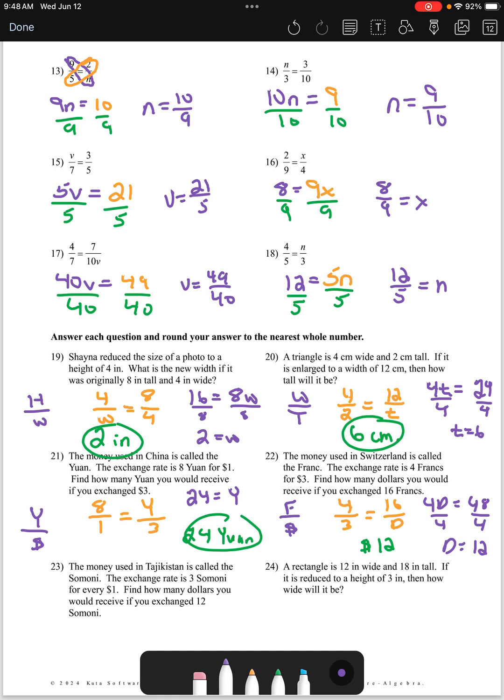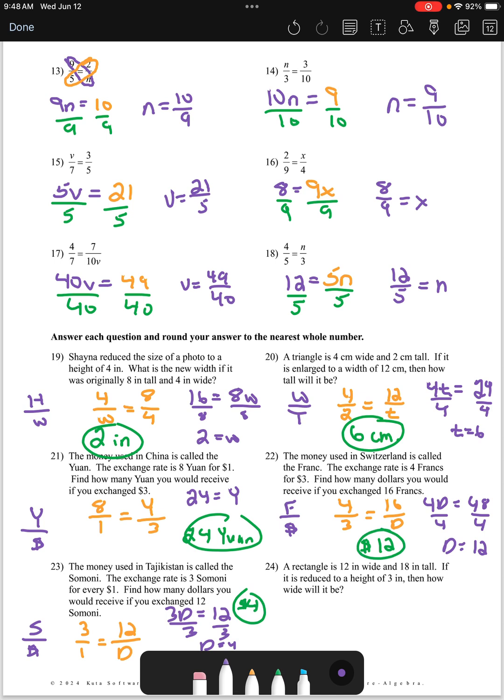In 23, we're doing more money conversion. We're converting somoni, which is the money in Tajikistan. So we're doing somoni to dollars. We know that the rate is 3 somoni for $1, which I should write in the other color. We want to know how many dollars we'd receive if we exchanged 12 somoni. So this is another we don't know D. Cross multiply. 3D equals 12. Divide both sides by 3, and D equals 4. So the answer is $4.